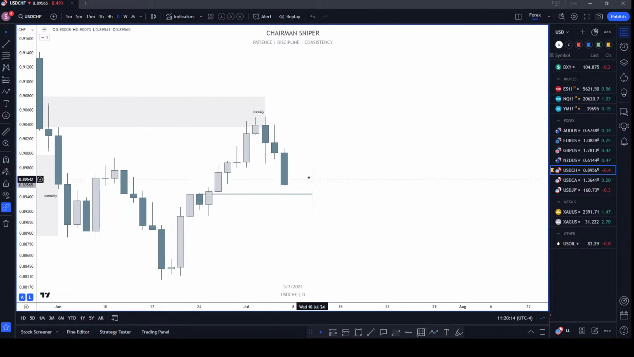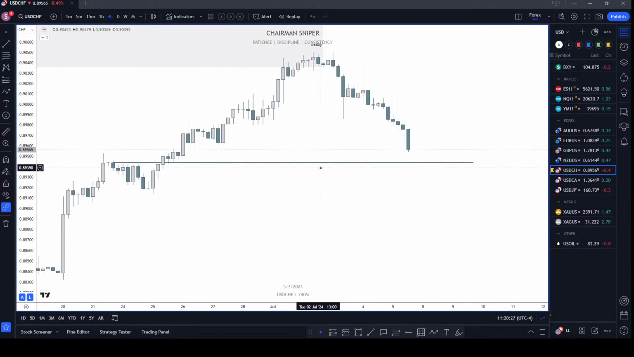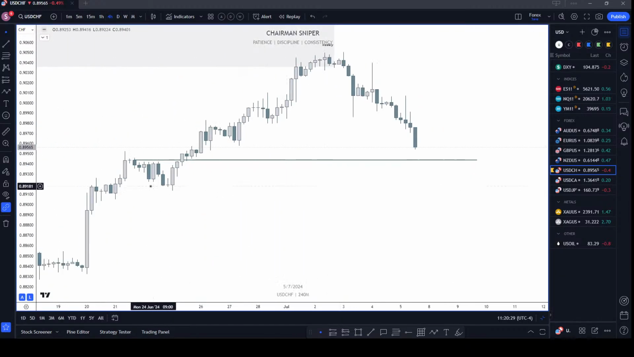Now keep in mind that we do have a fair value gap coming, well, opposing to us. So if it is a situation where we do tap into this fair value gap and we react, I will be requiring a 4 hour fair value gap higher, a retracement into a 4 hour PD area.